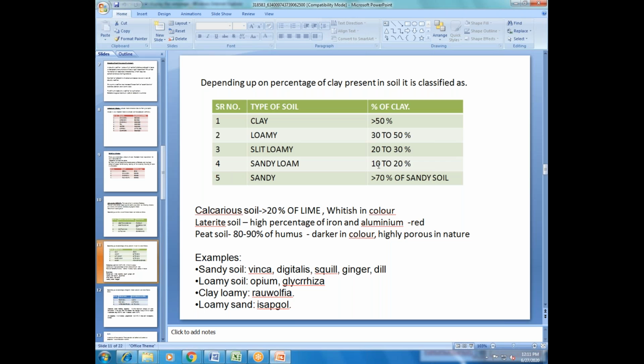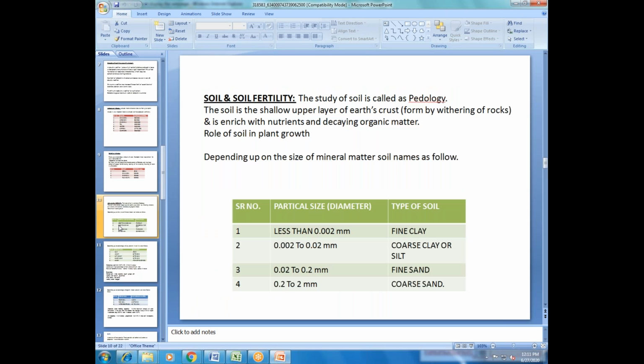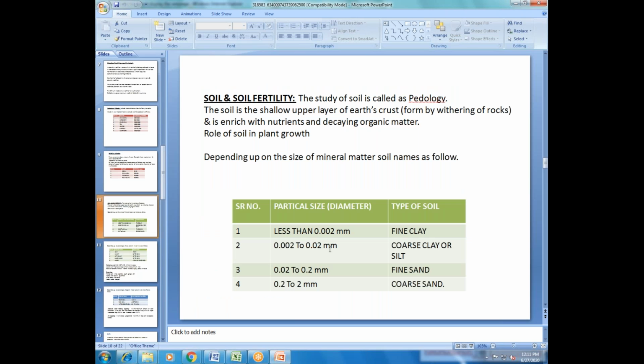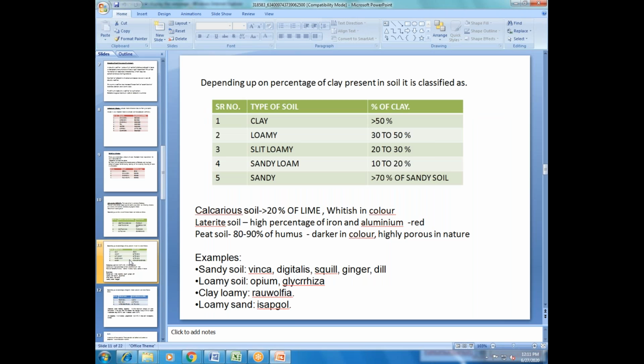So this is very important. There are three types of classification. The first one is based on the size. This is very easy to remember. This also you can copy. This is depending on the percentage of clay. The clay, you know, is less than 0.002 mm. That is called clay. Based on the amount of clay present in the soil, it is classified into clay, loamy, silt loamy, sandy loamy, and sandy soil.